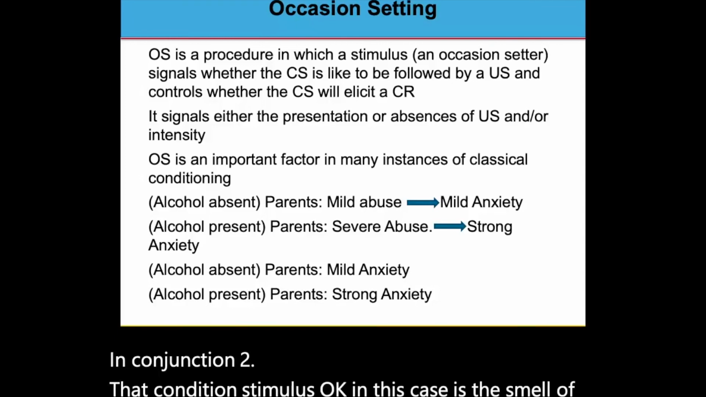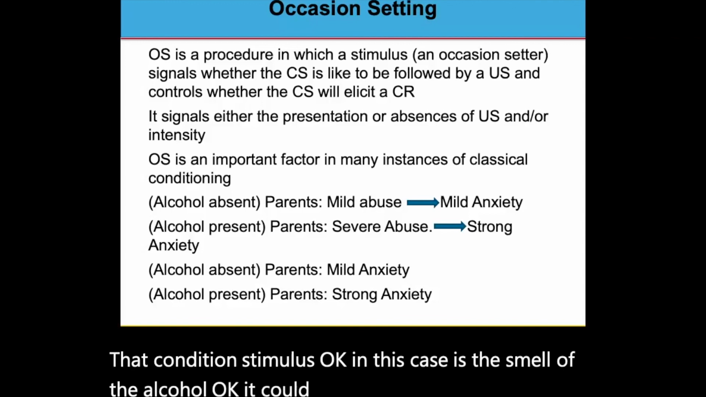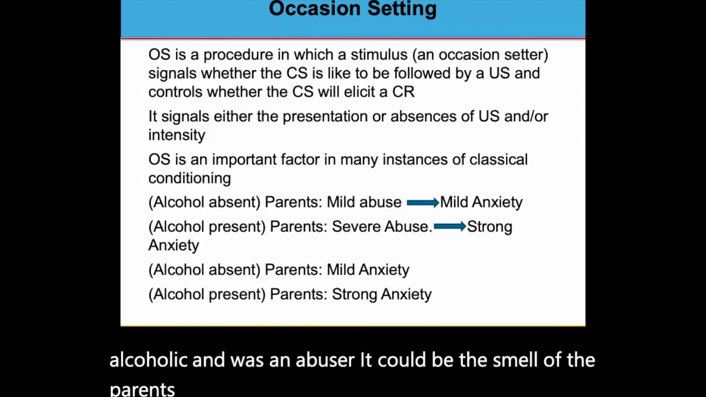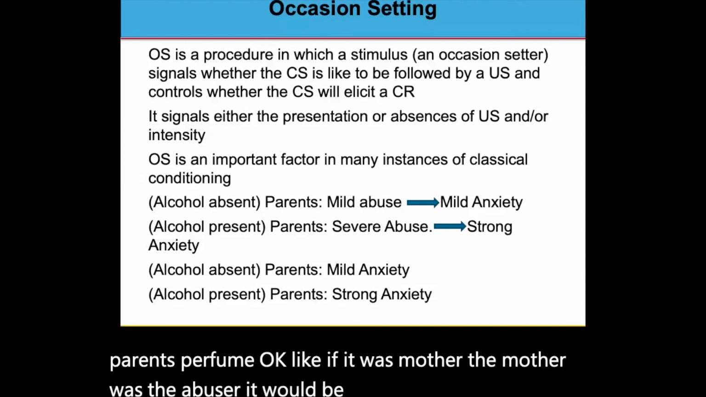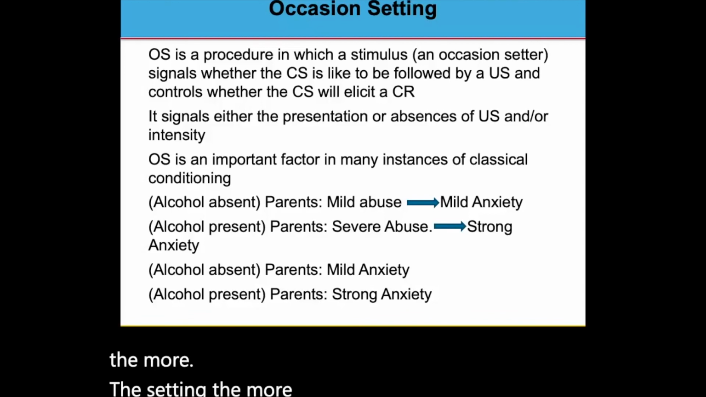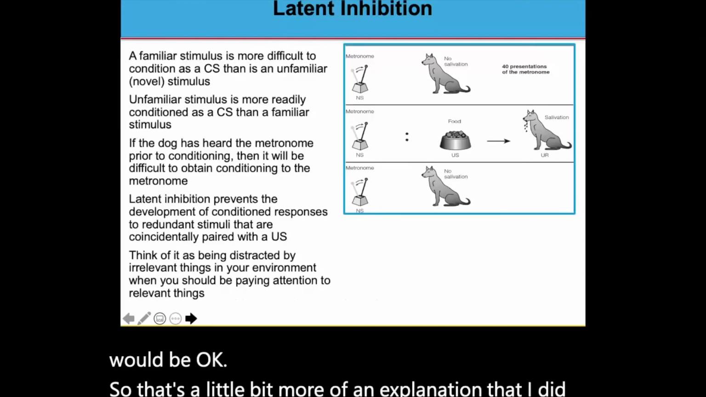If the parent was an alcoholic and was an abuser, it could be the smell of the parent's perfume. Like if the mother was the abuser, it would be the smell of the mother's perfume. And the stronger the perfume, the more the occasion setting, the more likelihood that your anxiety would be heightened. So that's a little bit more of an explanation than I did in class. Hopefully you'll watch it.